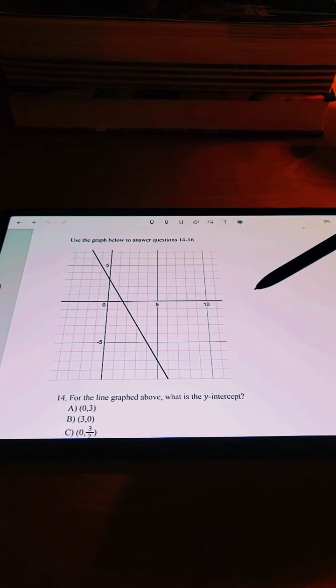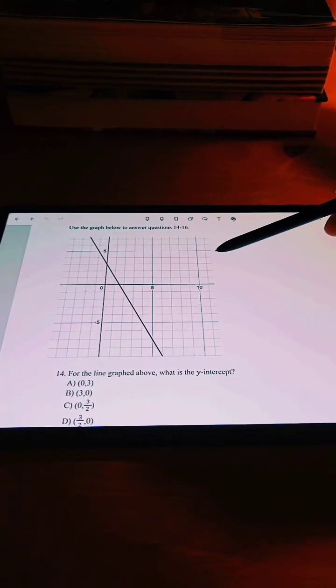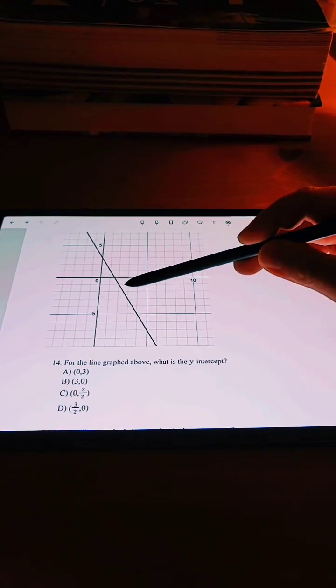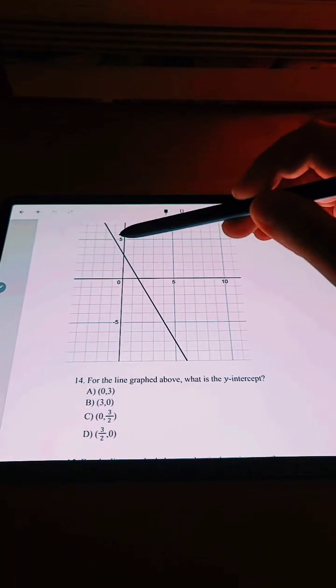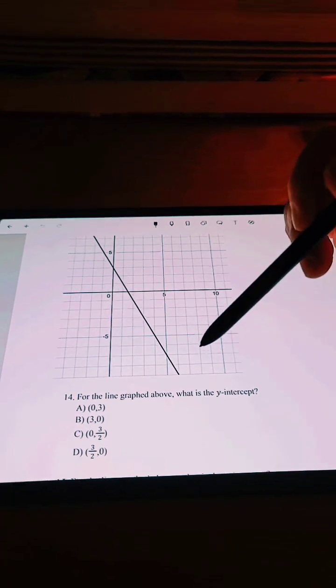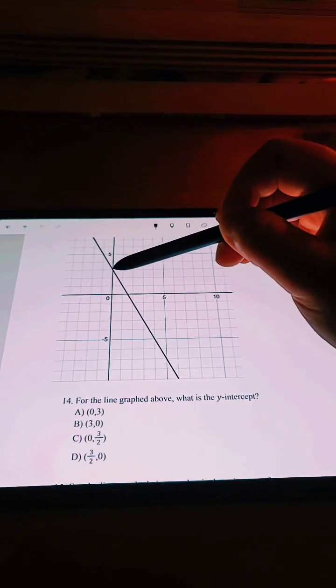So this graph is going to be for questions 14 through 16. So let's start with number 14. For the line graph above, what is the y-intercept? You could easily see the y-intercept where it touches the y-axis, which is right here.